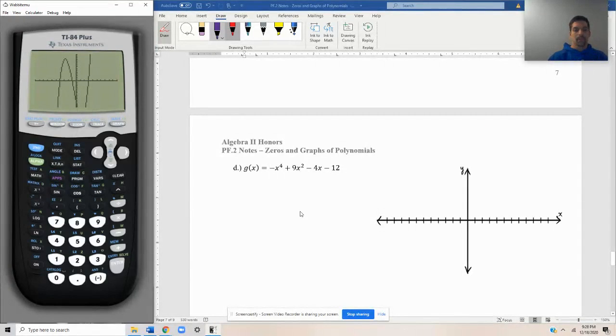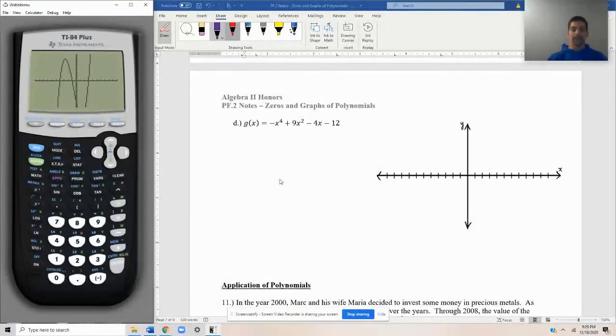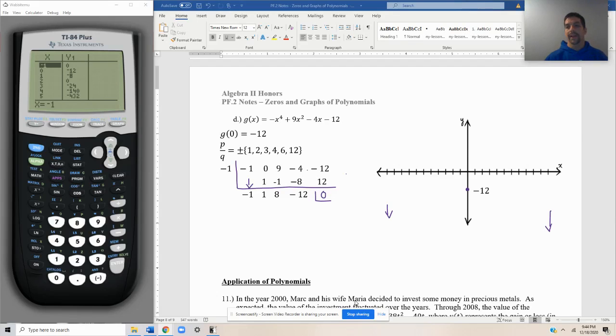Finally, one more function to complete here. If you're getting the hang of this, go ahead and take a moment and see if you can complete problem D here. Let's pause the video and complete problem D and see if you get the same results that I get. Alright guys, so hopefully you were at least able to get part of this one done, if not the entire thing. So let's go ahead and catch up to where I got to at this point in time.